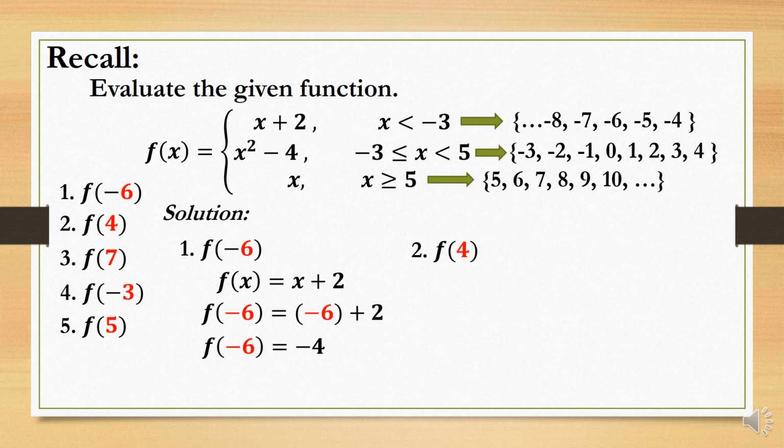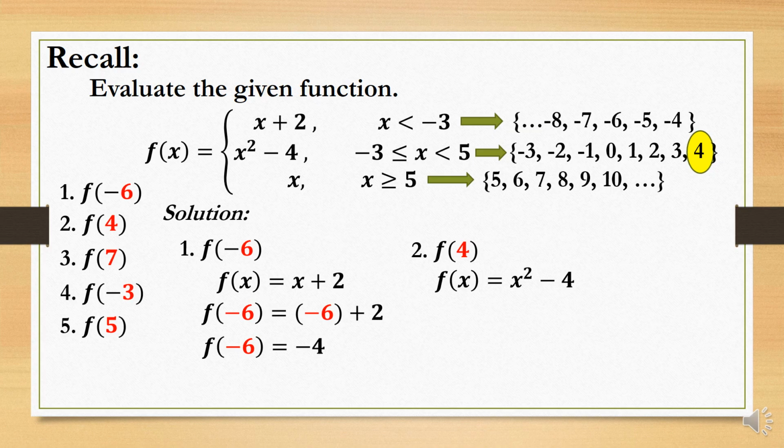Now, in the second example, we have f of 4. Balikan natin yung domain natin. Saan ba natin makikita si 4? Kung napapansin nyo, makikita natin ang domain na 4 sa second subfunction. It only means that we will only use x squared minus 4 at this time.